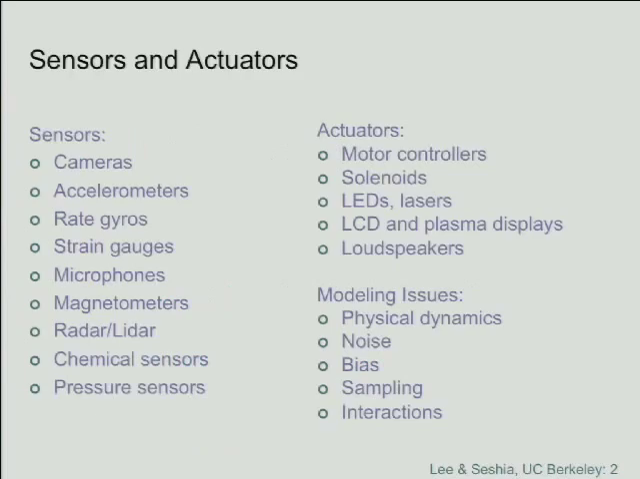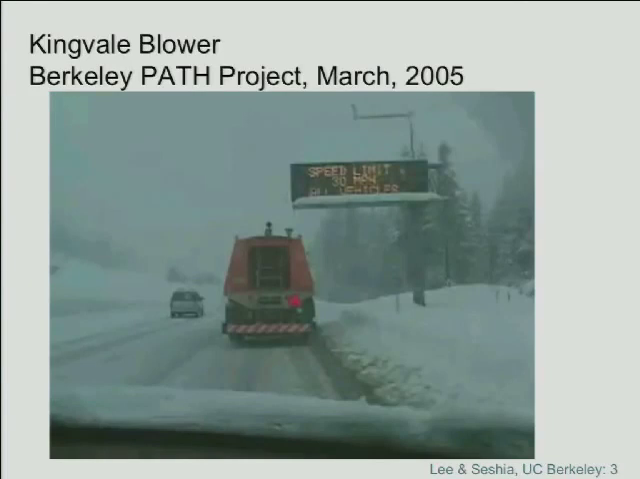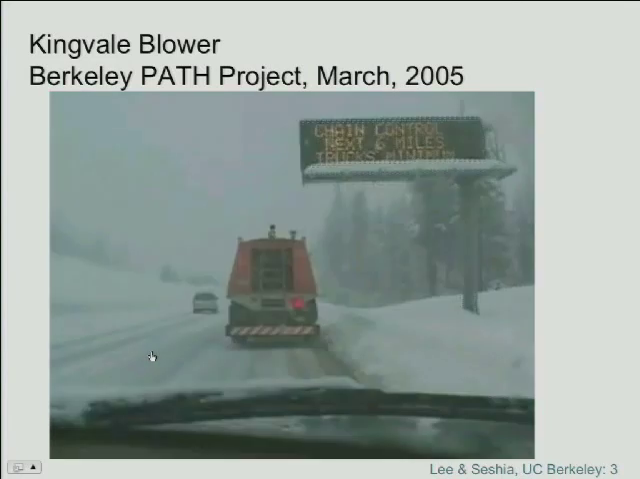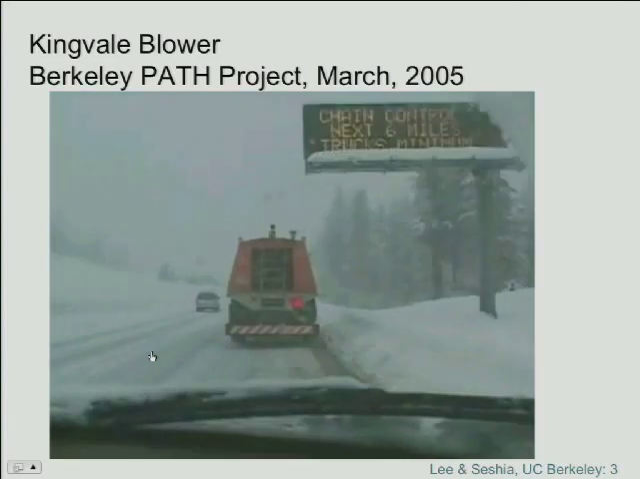video from a project called the PATH project. This is a Berkeley project. It's been funded for some time by the California Department of Transportation. Let's see if we can get a better picture. I apologize. This will not render well in the screen capture because apparently it doesn't do videos. But here, there we go. Okay, so what's happening here is this is a snowblower running near Kingvale, which is a town that you pass if you go up skiing in North Lake Tahoe.